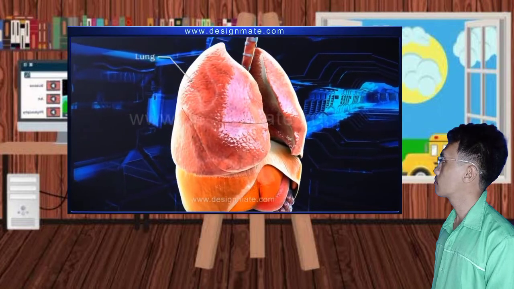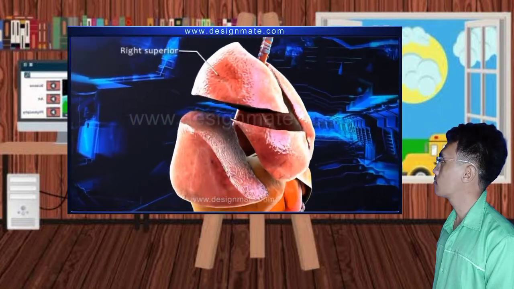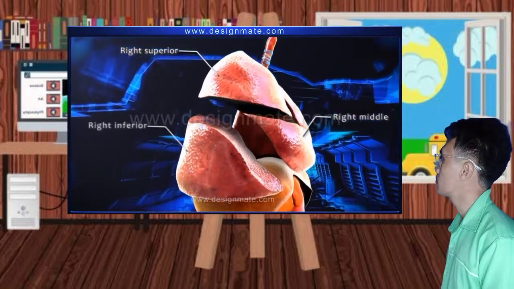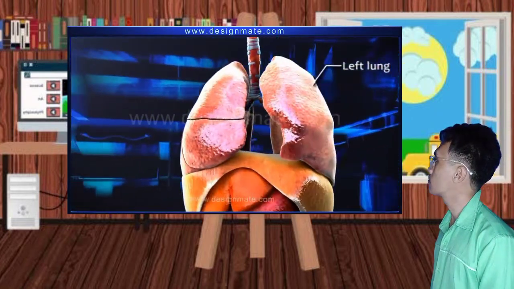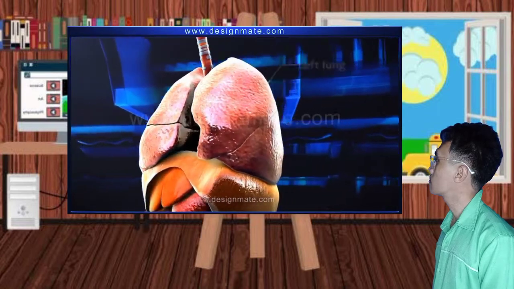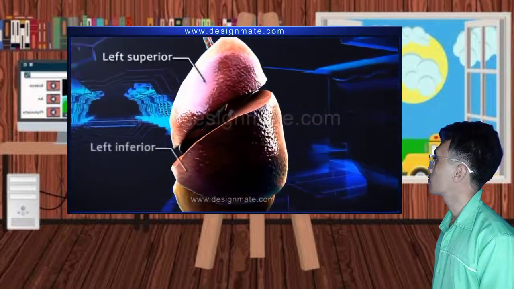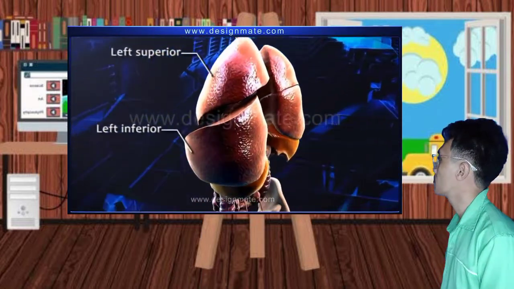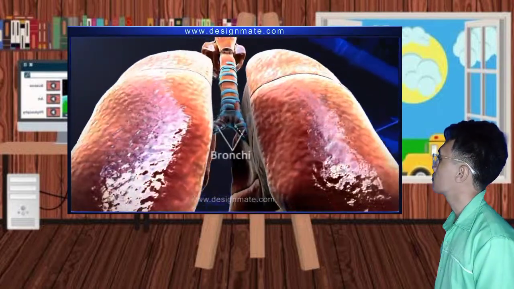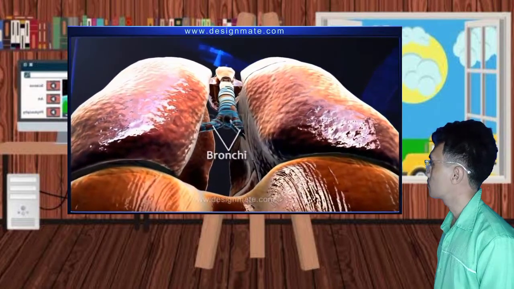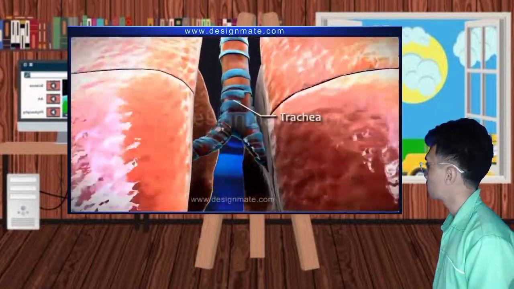The right lung is divided into 3 lobes: the right superior, right middle, and the right inferior lobe. The left lung is smaller and has only 2 lobes, the left superior and the left inferior lobe. Both the lungs are associated externally with small tubular bronchi, which unite and extend into the trachea.